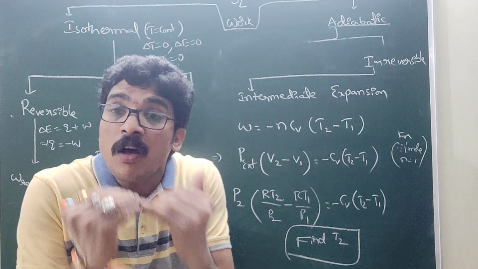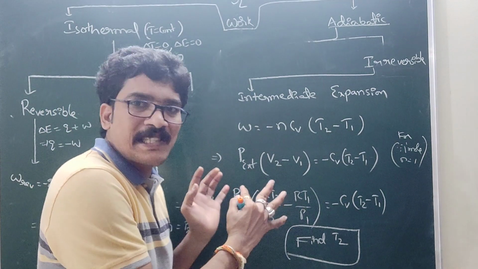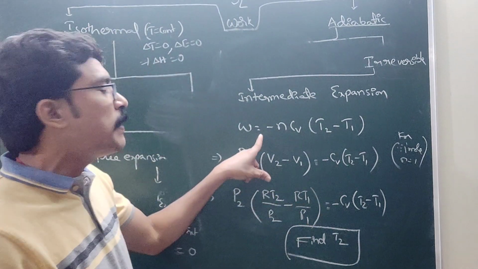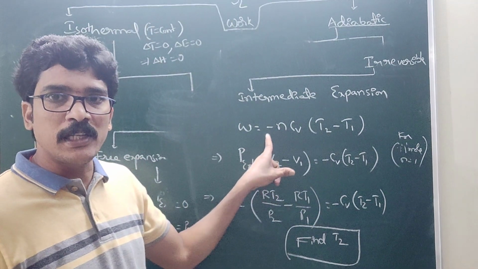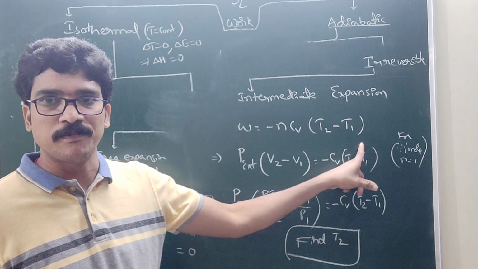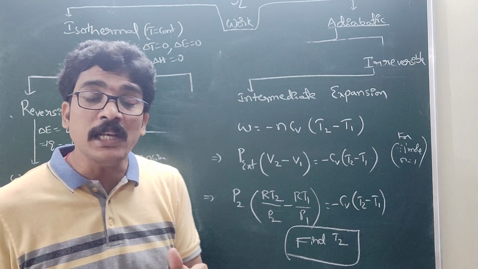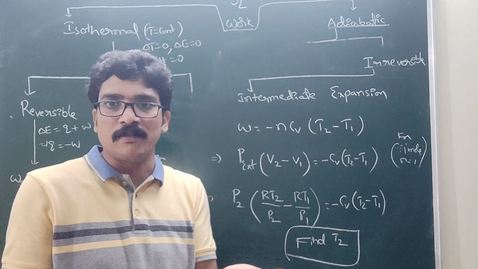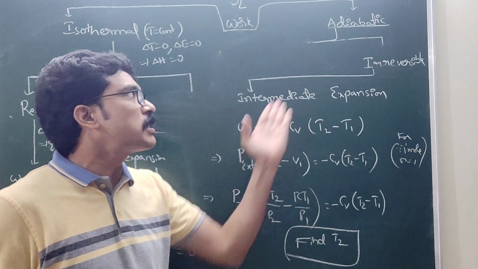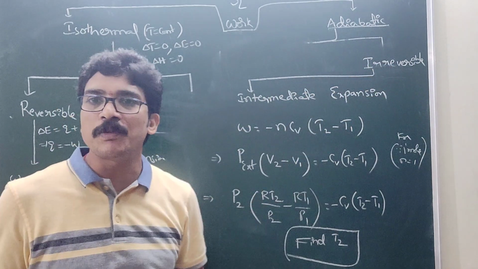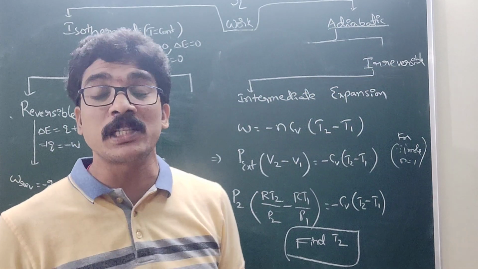After finding T2 by using this expression, substitute that T2 value in the basic formula of work, that is minus nCV (T2 minus T1). This is the basic formula to calculate work, because our question is how to calculate work. Work in an adiabatic irreversible process is calculated with the simple formula nCV (T2 minus T1).